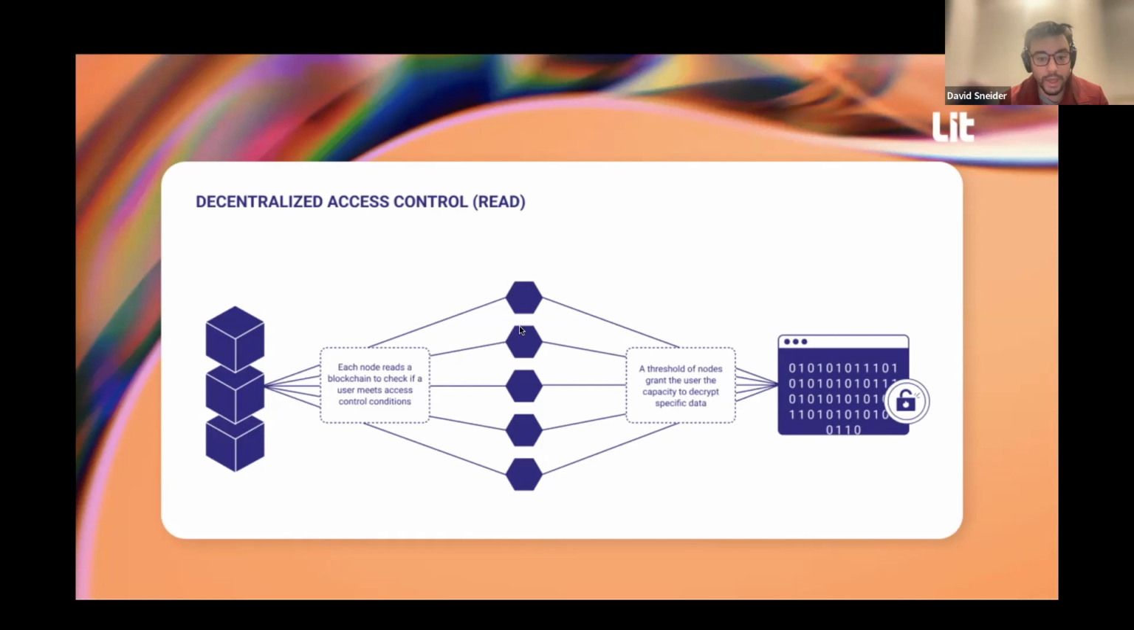These hexagons here represent the Lit nodes. The way that this network works is that you can have some gated content, be it video content, images, text, chat, and functionally set up a rule that says somebody must have some asset in their wallet, or some condition on the blockchain must be true in order for that individual user to see, decrypt, and use that content. The way that it works is that each individual node checks against the blockchain: does this user have this NFT? And if yes, each individual node generates an authorization and sends it down to the user.